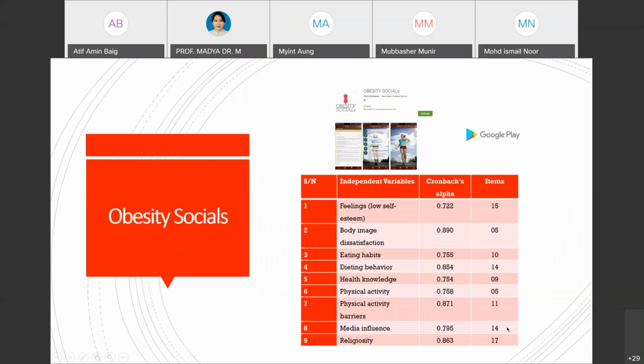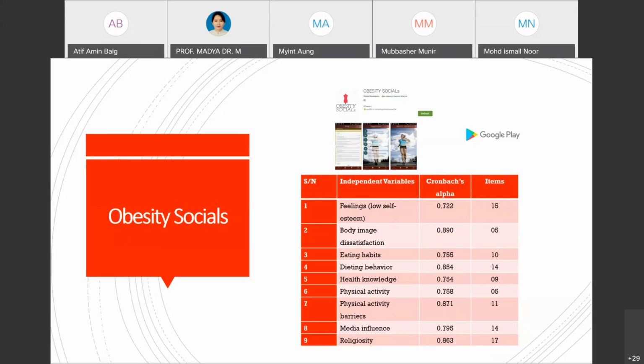Okay, well, now this is about the social factors. These are the social factors considered in all obese people, inclusive of feelings, body image dissatisfaction, which Dr. Ayesha also talked about a few minutes back, eating habits, dieting behavior, health knowledge, and physical activity barriers. So remember, physical activity and physical activity barriers are two different things. Then we do have media influence. The media influences a lot in you getting obese. You love to eat McDonald's, and you hate to eat vegetables. So those kinds of things are there.